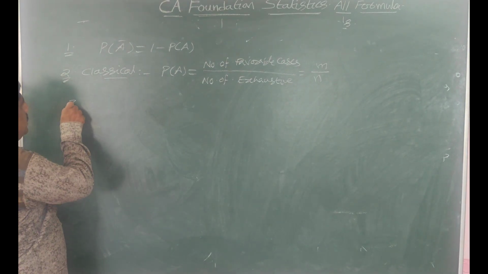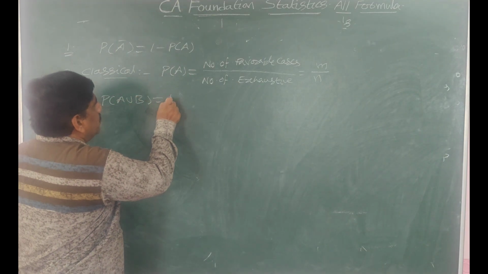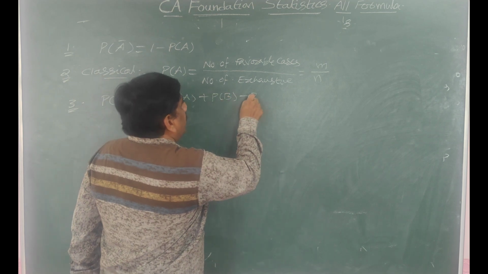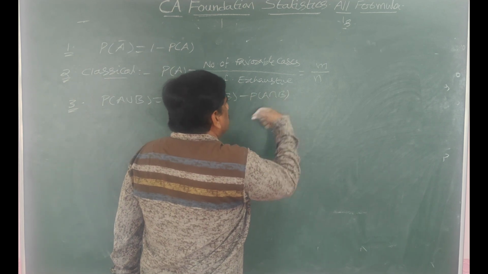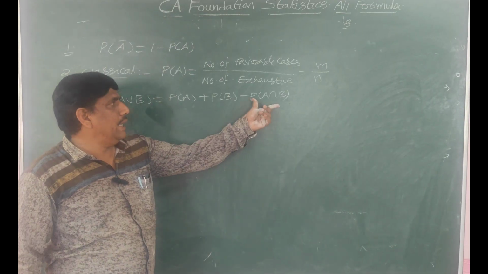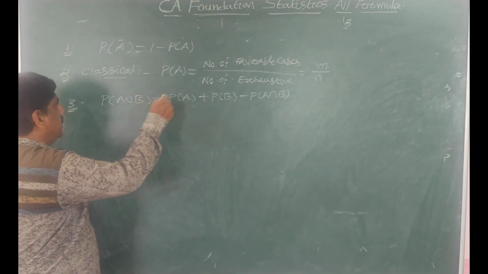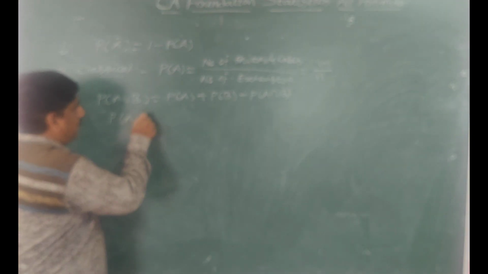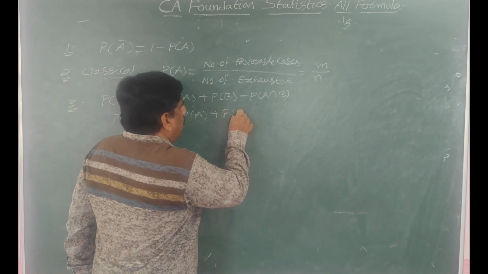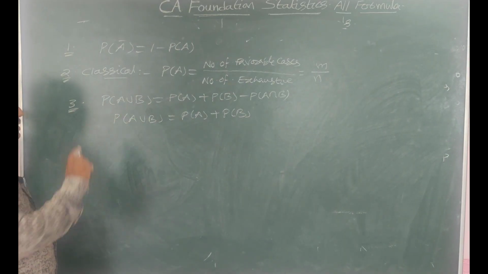And after that, the addition theorem of probability, which is P of A union B equal to P of A plus P of B minus P of A intersection B. Coming to this formula, if A and B are mutually exclusive, A intersection B will become 0. In that case, P of A union B will become simply P of A plus P of B. Whenever A and B are mutually exclusive, P of A intersection B is 0. So this is the addition theorem of probability.